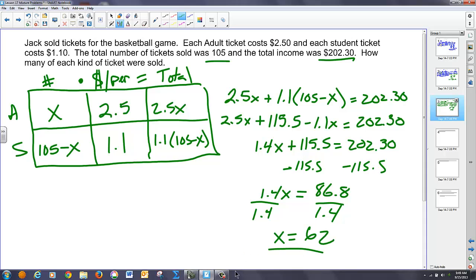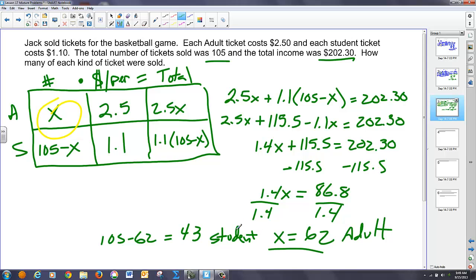So once again, I have to figure out what the heck x relates to. X is the adult tickets. So I had 62 adult, and I need to know how many students I have. So 105 minus 62 is going to be my student tickets, which gets me 43 student. Got two more to deal with.